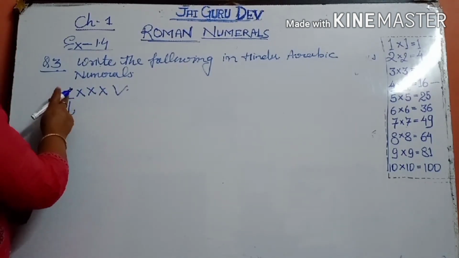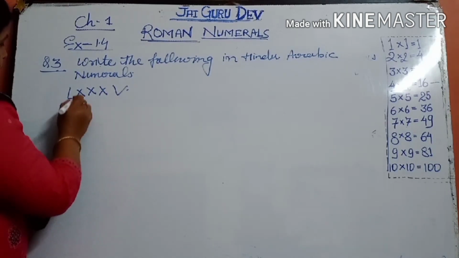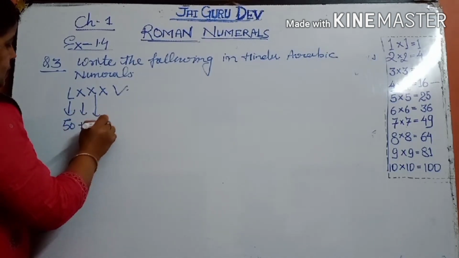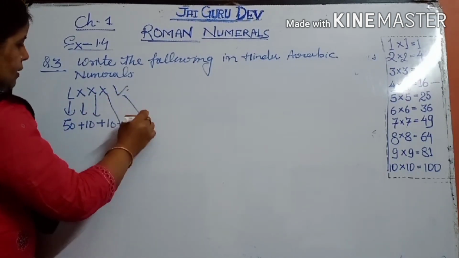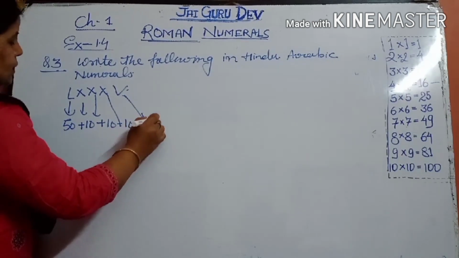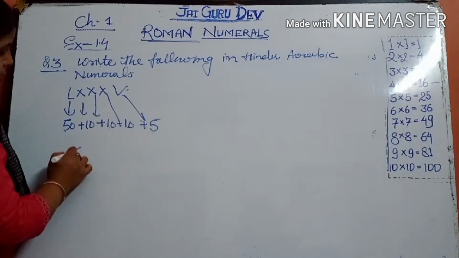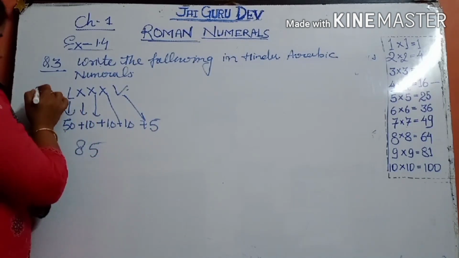For L, what is its value in Hindu numbers? 50. Then plus 10, then plus 10, then plus 10, then plus 5. See that: 50 plus 10, 60, 70, 80 and 85. It will be 85. It is not difficult, beta. It is so simple. This is A part.